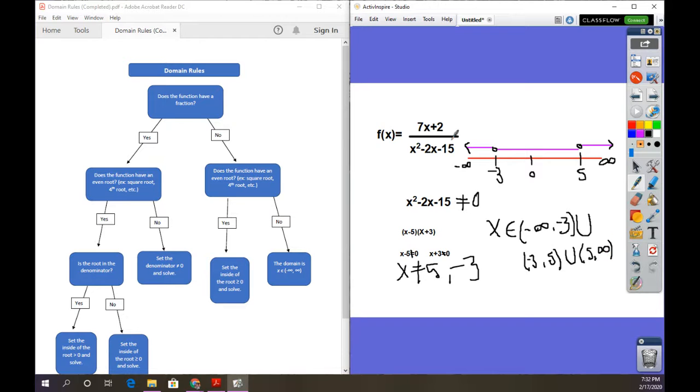So if you have a quadratic or even a cubic or anything higher than a linear down here, you will have to factor it and solve it. Linears make this much easier because there would only be one solution here.